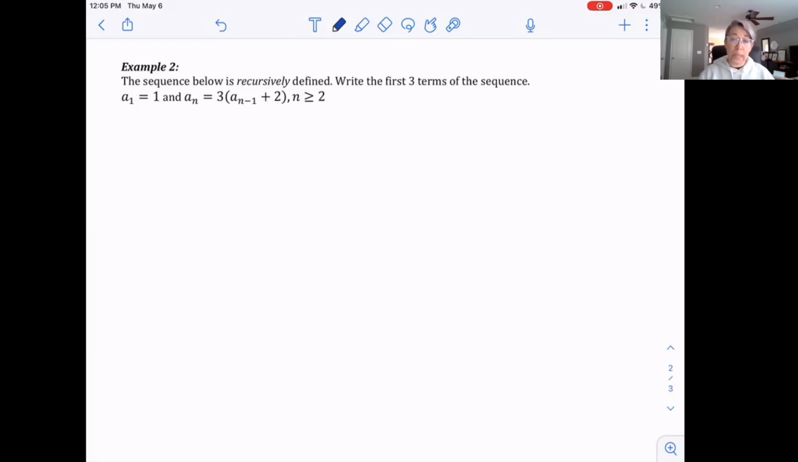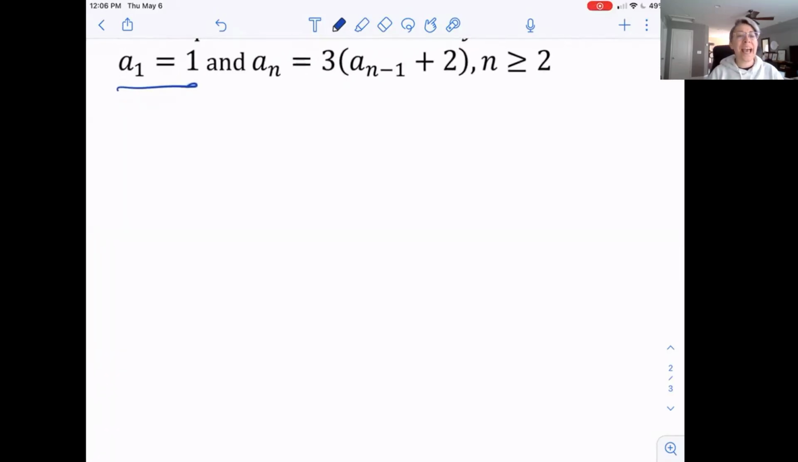Our last example gives us a recursively defined formula, which again means that we have to know the term before it. And we want to write the first 3 terms of the sequence. Notice that they had to give us the first term in order to start. So even though it said the first three, let's go ahead and do the first four so we can get the practice, because a sub 1 is given to us. So we know a sub 1 is 1.